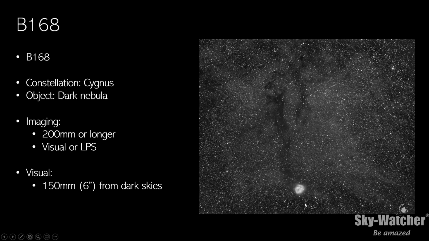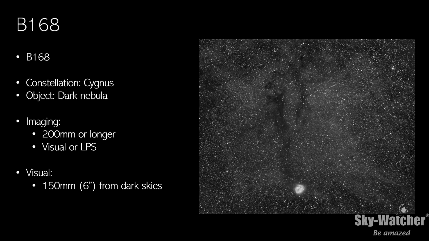If you want to go after the Cocoon, an H-beta filter visually will help. Photographically, it does really well in standard one-shot color, or you can do some narrowband or RGB work on just the Cocoon Nebula here. So that's a separate object from the dark nebula we're talking about.